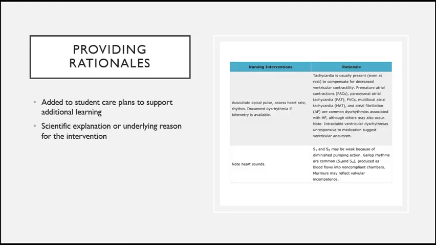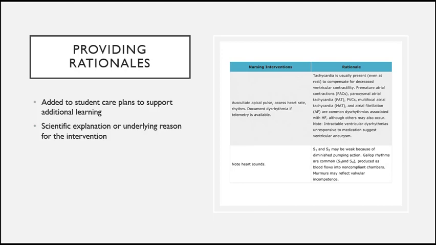Providing rationales is something that you'll see a lot of in school, and that's just because we want to be sure that when you're deciding on interventions that there's a reason for them. Just saying something may sound like a good idea, but it's important that you have backup data, that you have evidence to support why you're doing what you do. The nursing profession is built on evidence, but more importantly, you want to be able to justify your decisions. These are scientific explanations or underlying reasons.